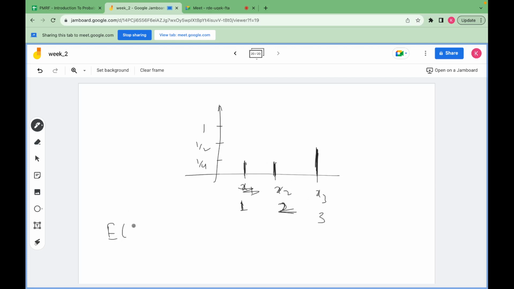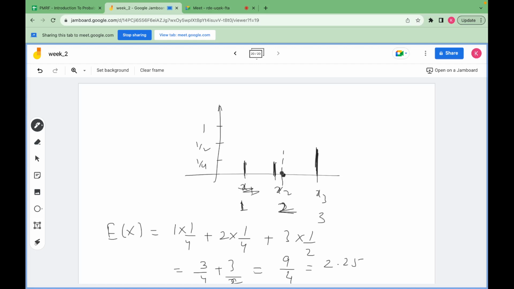So what will be the mean for this distribution? It will be 1 into 1 by 4 plus 2 into 1 by 4 plus 3 into 1 by 2. So this is nothing but 3 by 4 plus 3 by 2. It's 9 by 4, which is 2.25. So our mean will lie somewhere here, and now the variance will be different. This is the mean value.